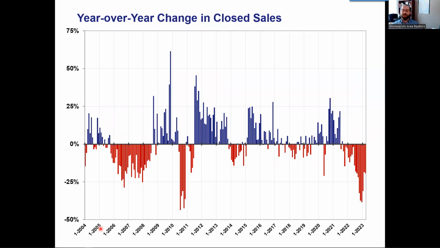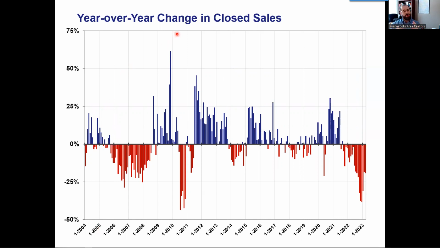Year over year change in sales. Thirsty today, guys, forgive me. Maybe all the smoke in our atmosphere, a little bit better today, but yesterday was really something. Only silver lining is really pretty sunsets. That's the only silver lining there.